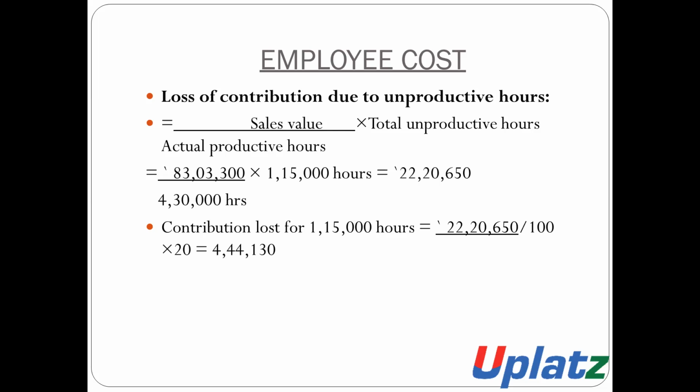Contribution lost for the 1,15,000 hours is 22 lakh 20,650 divided by 100, into 20. It is 4 lakh 44,130. That is, the contribution which is lost due to the unproductive hours is 4 lakh 44,130.